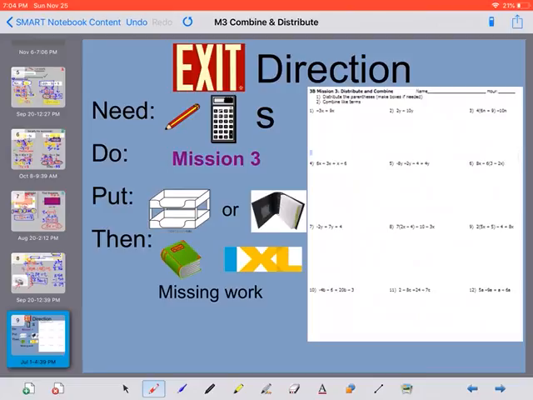Your homework is going to be distributing and combining like terms. Some of the questions are just combining like terms, and some you have to, for example, like this one, distribute first, then combine all.